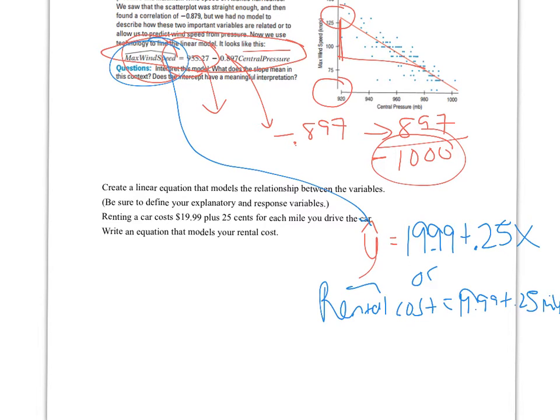Okay, so you should either have y hat equals 19.99 plus 0.25x, or you can do it in terms of your variable. So your explanatory variable is your miles that you drive. That's why it's in for your x value. And then your response variable, or your y value, is your rental cost. Okay, so it's the same thing. I don't really mind if you do either equation.